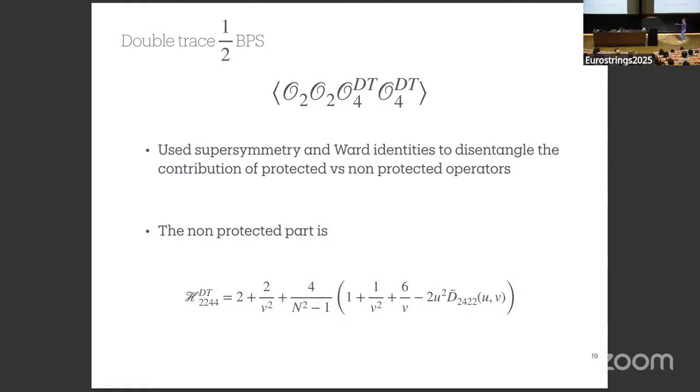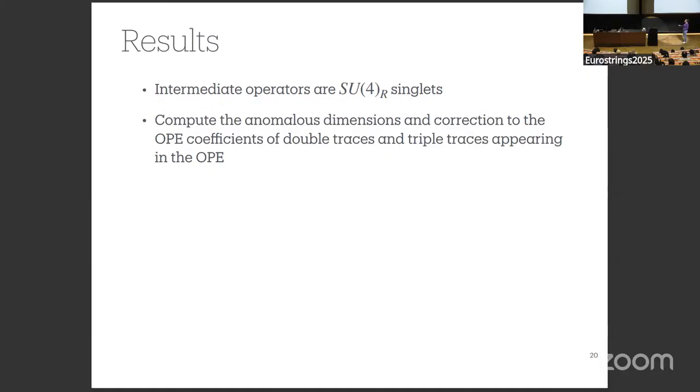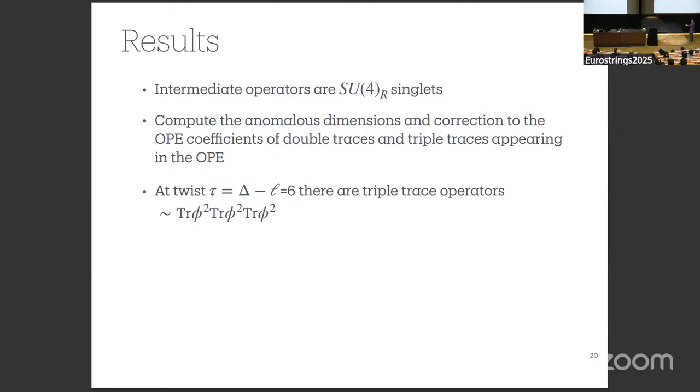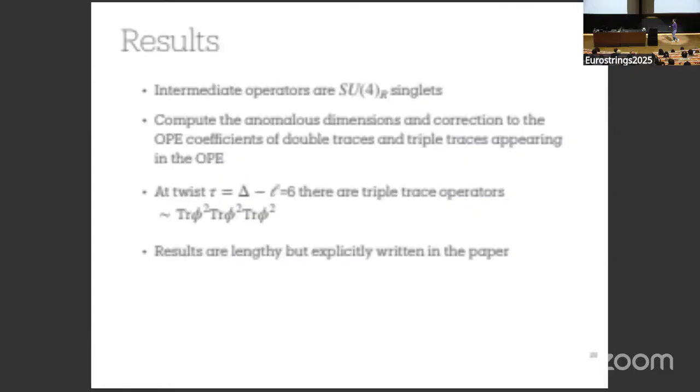So here you see just N squared minus 1, because this is the central charge of the theory. So this we completely fixed. Again, I put a double trace just to remind ourselves. So what we found, this is not very special, but the intermediate operators that we are going to have in this case, they are all SU(4) singlets. We computed the anomalous dimension and the correction to the OPE coefficient of double trace and triple trace operators appearing in the OPE. In particular, at twist 6, there are triple trace operators, as I mentioned before.